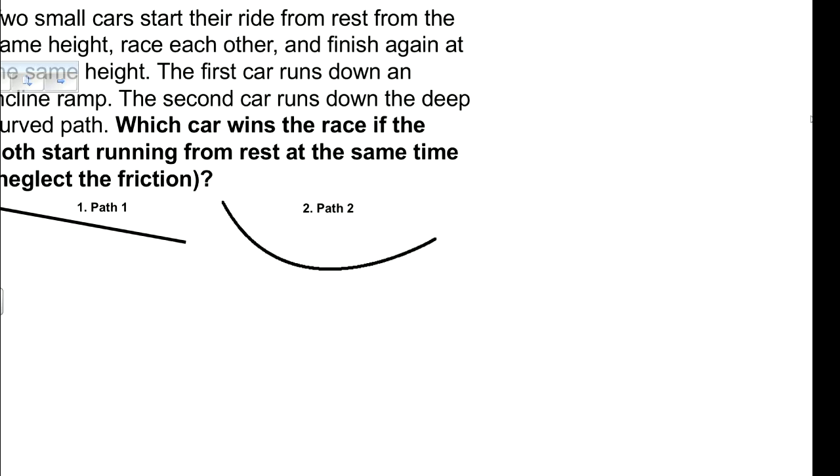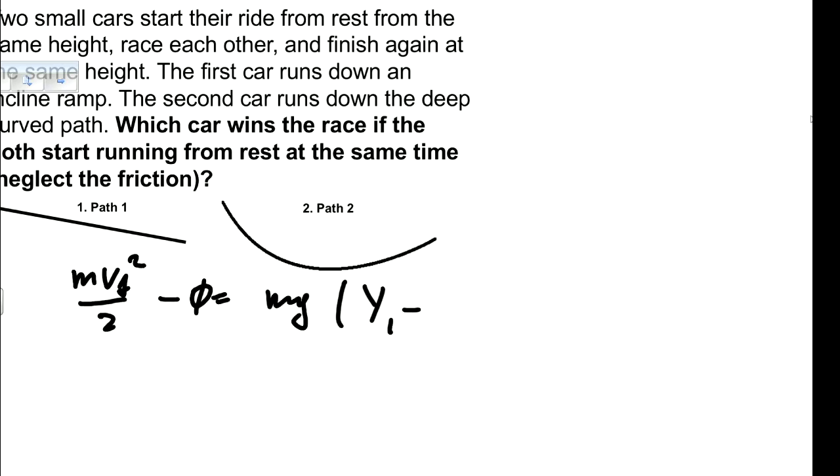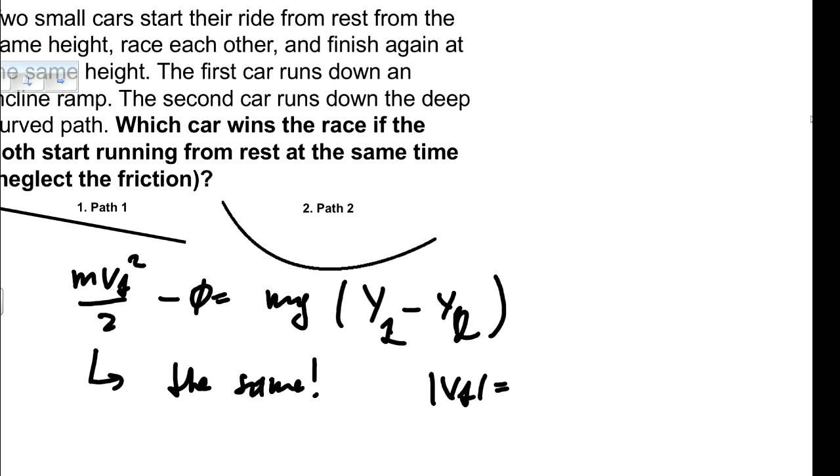Because they begin from the same height, they begin from rest, and they end at the same height. So the energy conservation says that mv final squared over 2, well, minus 0 should be equal to mg (y initial minus y final), neglecting friction. That should be the same for both. So the final speed actually should be the same for both.